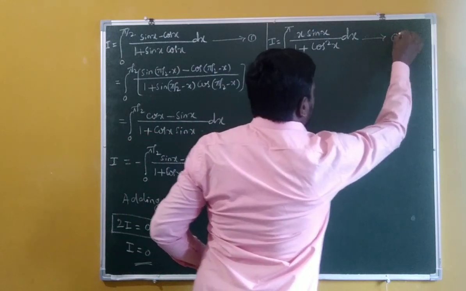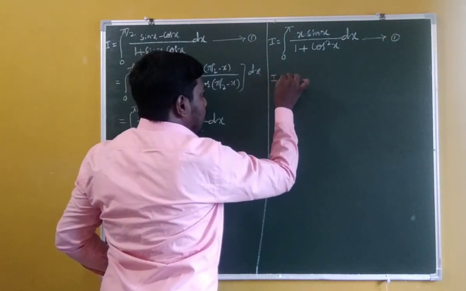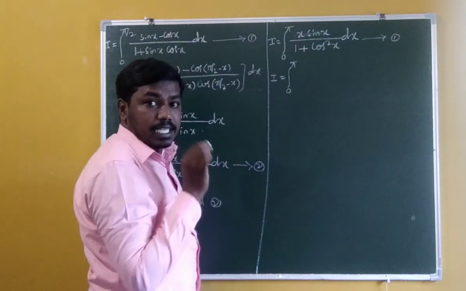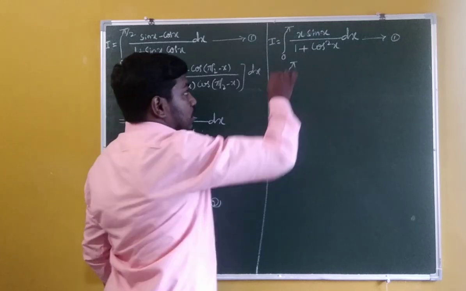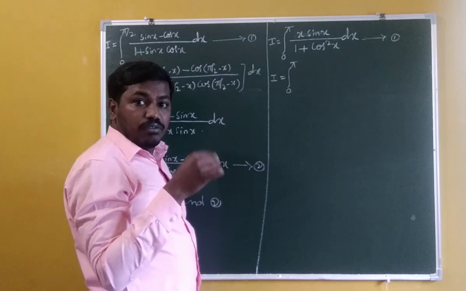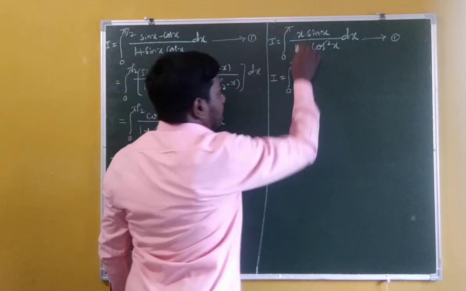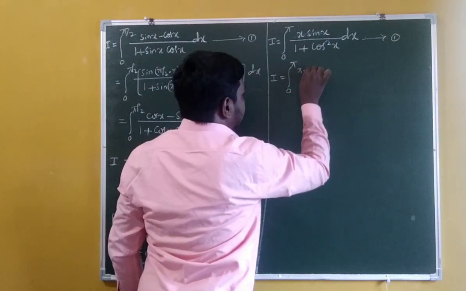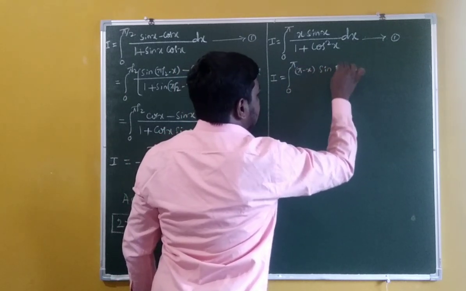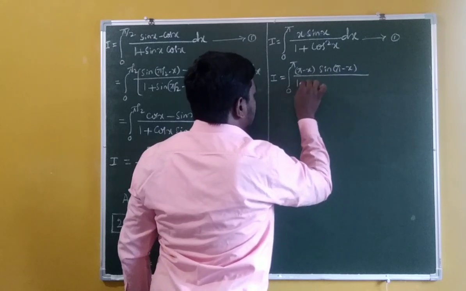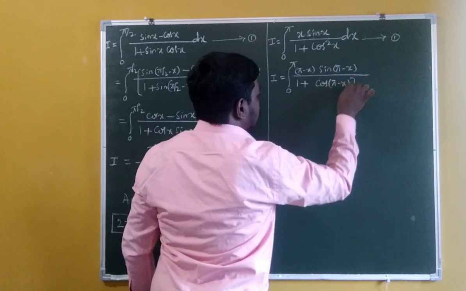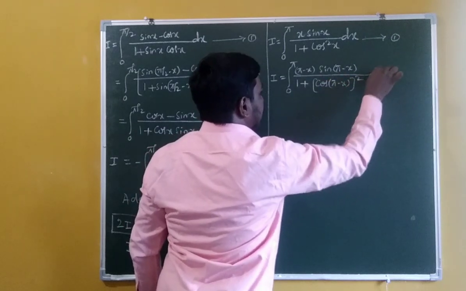So replace x by pi minus x, that is f of a minus x. The integral from 0 to a of f of x dx is the same as the integral from 0 to a of f of a minus x dx. Again, replace x by pi minus x. So sin of (pi minus x) divided by (1 plus cos of (pi minus x)) whole squared, dx.